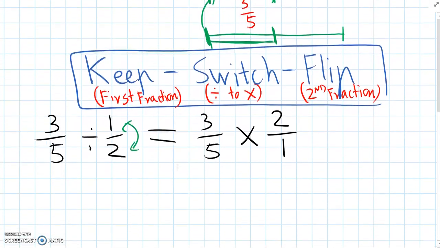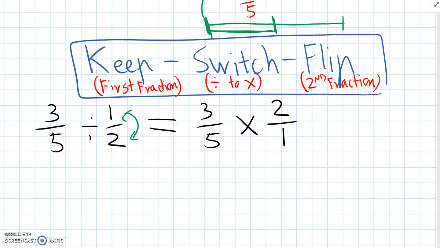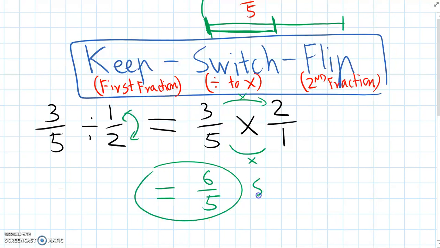And now we have a multiplication. And remembering our multiplication rules, 3/5 times 2, we multiply the top and multiply the bottom. That gives us 6/5. And as always, we look to simplify, and we don't have a common factor between 6 and 5, so that is our final answer.